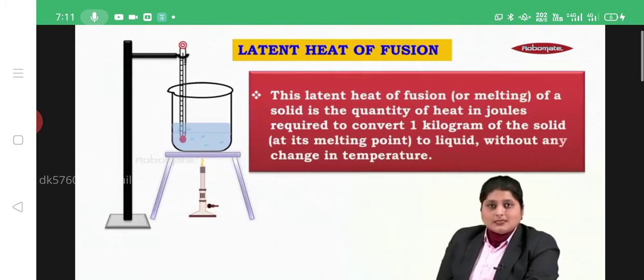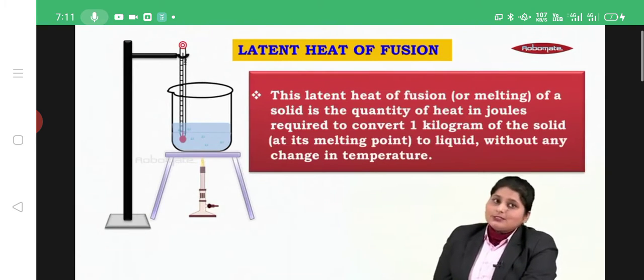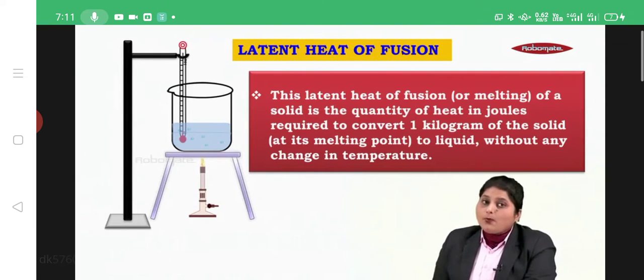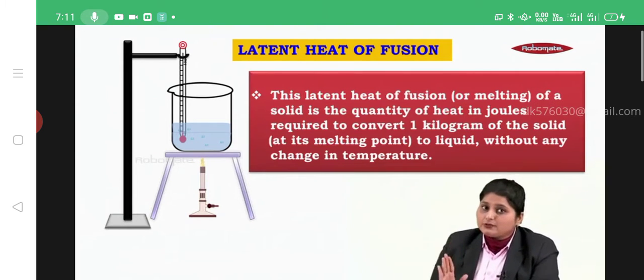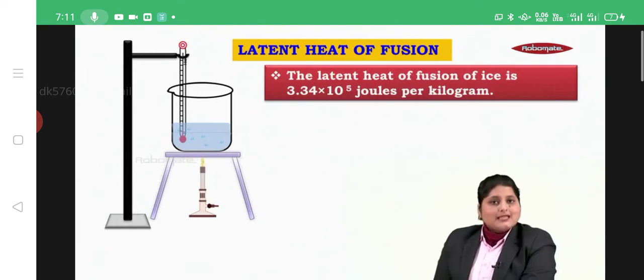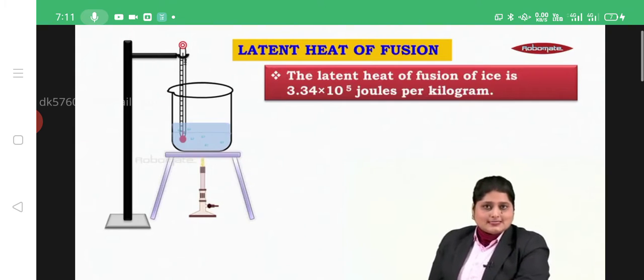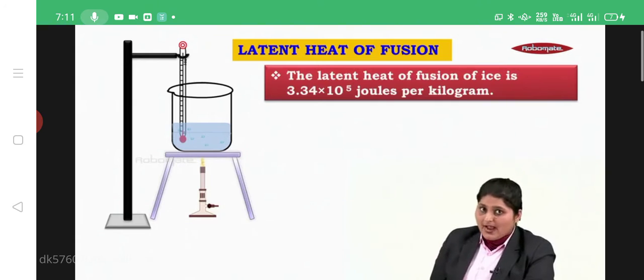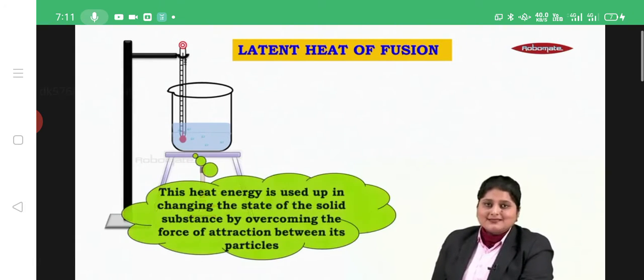Let's move ahead. The latent heat of fusion, or melting of a solid, is the quantity of heat in joules required to convert 1 kilogram of solid at its melting point to liquid without any change in temperature. Very, very important definition for 2 marks in your exams. The latent heat of fusion of ice is 3.34 into 10 raised to 5 joules per kilogram. Very, very important. Fill in the blank.